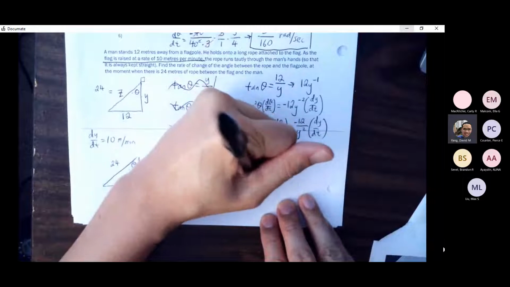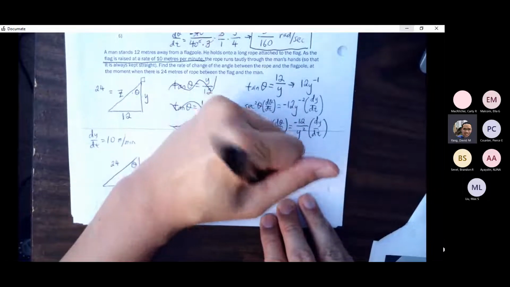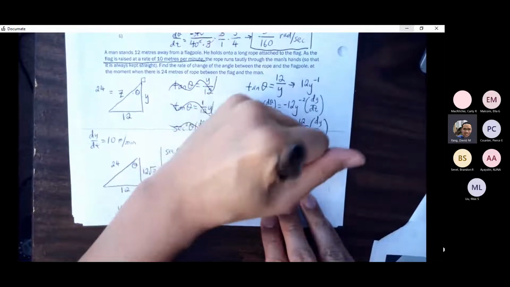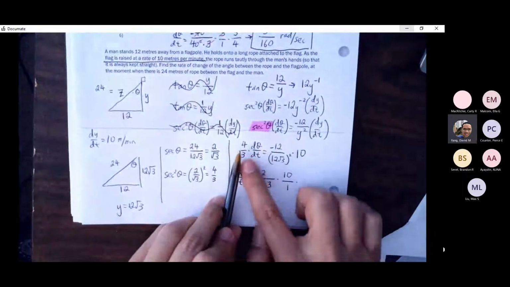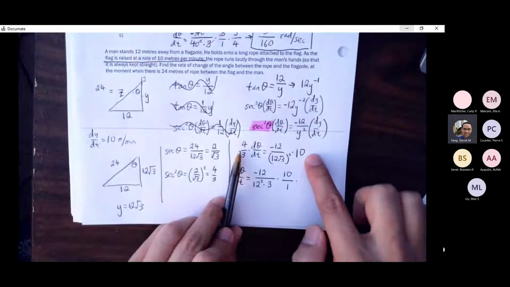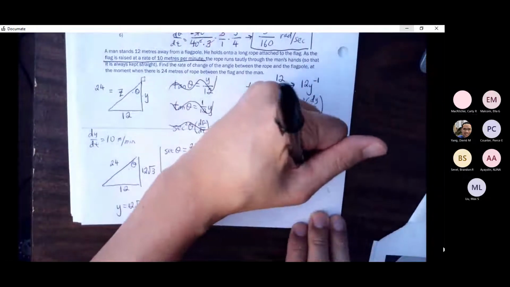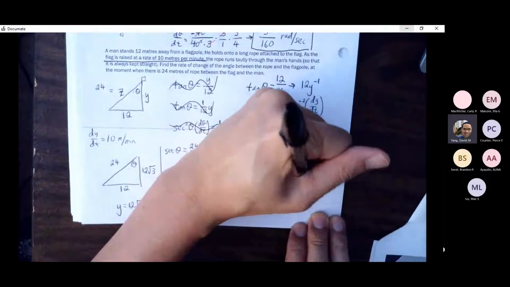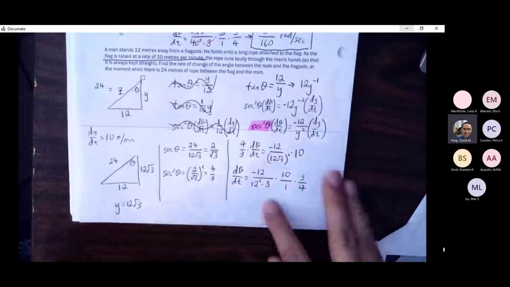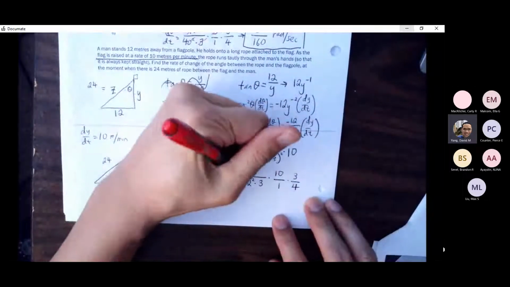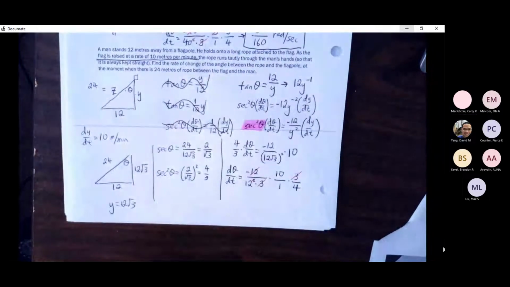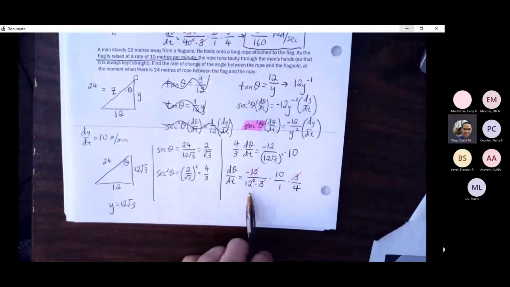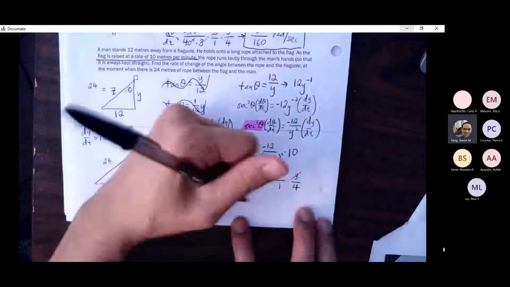So negative 12 over 12 squared times root 3 squared, which is just times 3. 10 over 1, and then 3/4, dividing by 4/3 is the same thing as multiplying by 3/4. Okay, so everything's being multiplied and divided. I can just see what I can cancel out to reduce. One of the 12s can go away. 3s can go away. I'm just left with negative 10 over 48.